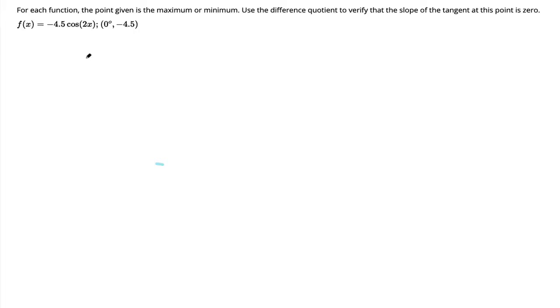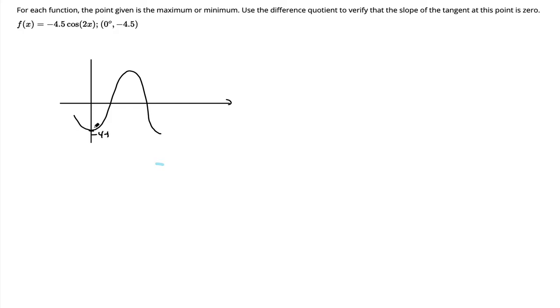We don't really need calculus for this, right? Because we know cosine with a negative in front is going to start at the minimum and complete one cycle, right? So at 0, we know it's going to be a negative 4.5 and it's a minimum.